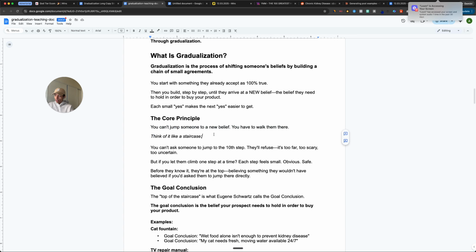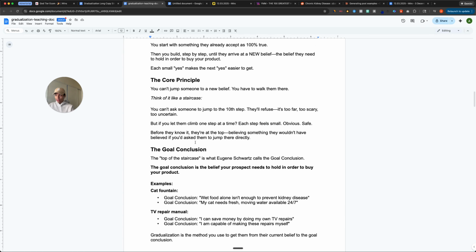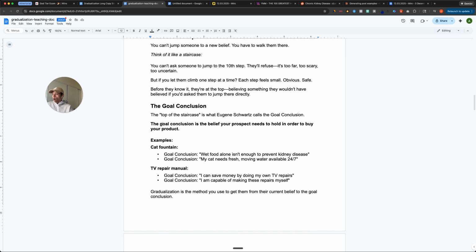Think of it like a staircase. You can't ask someone to jump to the 10th step. They'll refuse, it's too far, too scary, too uncertain. But if you let them climb one step at a time, each step feels small, obvious, and safe. Before they know it, they're at the top, believing something they wouldn't have believed if you asked them to jump there directly. Now, let's talk about the goal conclusion.